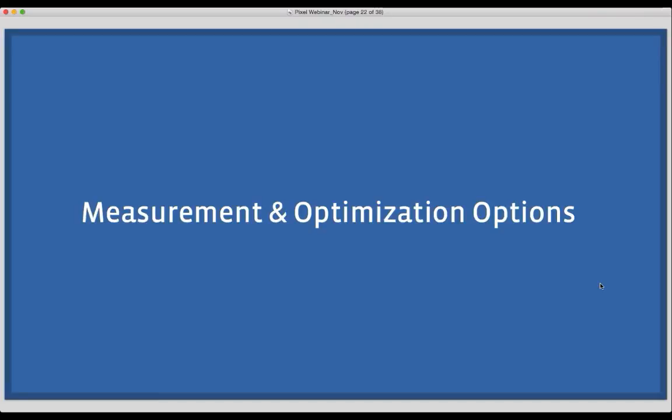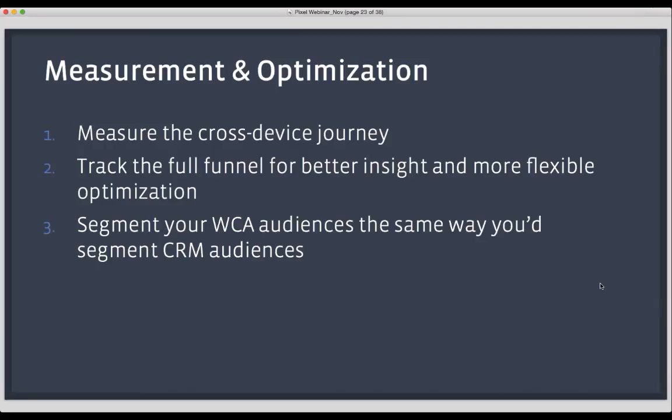So those are the best steps for troubleshooting, the best tools to use to figure out what's going on. So now that you've got your pixel implemented, it's working correctly, all your conversions are set up correctly, I want to talk about some more advanced measurement options and optimization solutions that are made easier and enabled by the Facebook Pixel. So the three things I'm going to talk about today are measuring the cross-device journey, tracking the full funnel, which is going to give you better insight into what's happening as a result of your campaigns and give you more flexibility from an optimization standpoint.